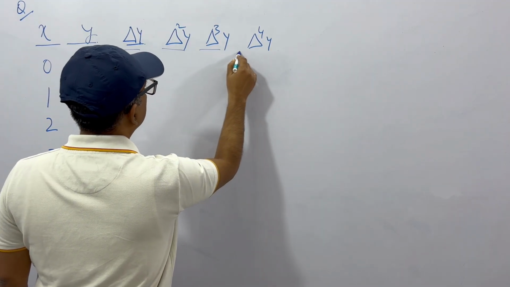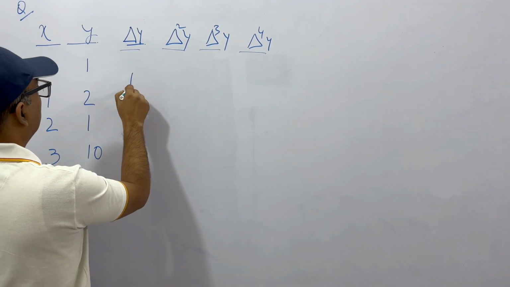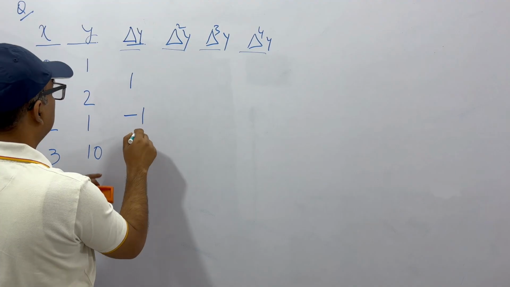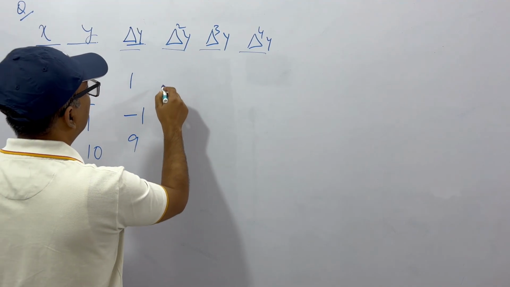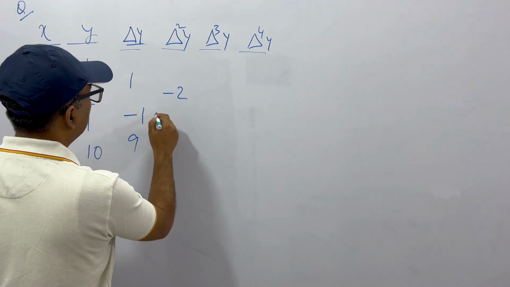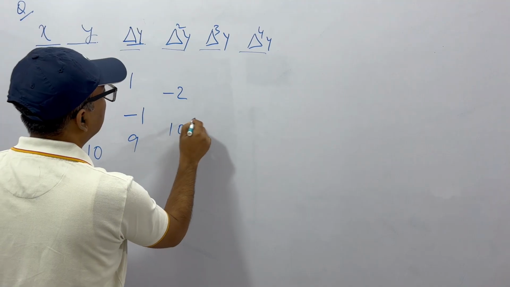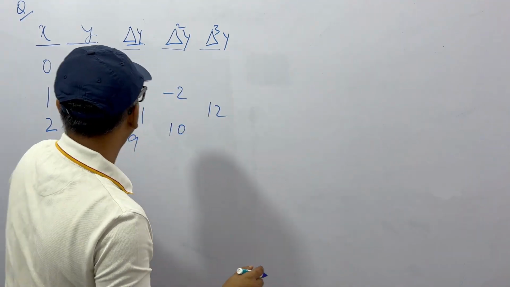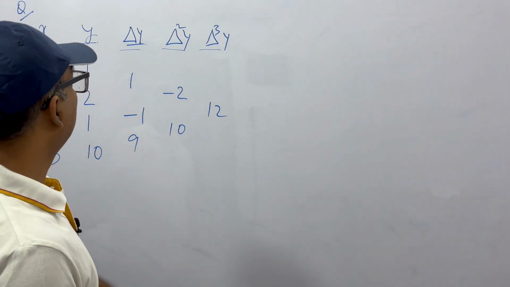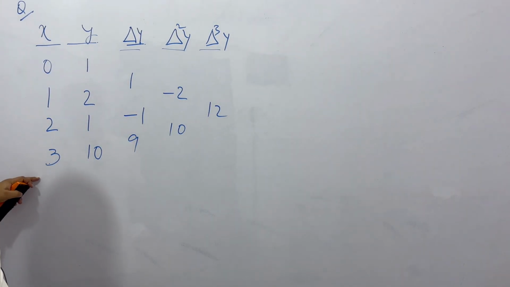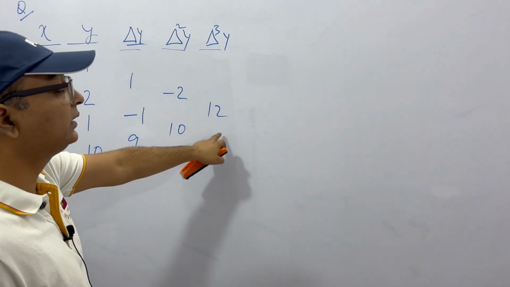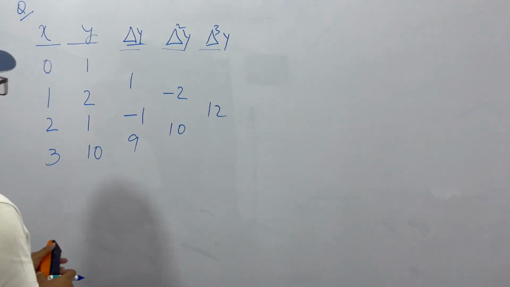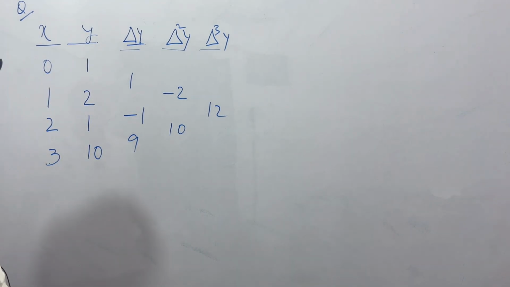Okay. This is 2 minus 1, 1, 1 minus 2, minus 1, 10 minus 1, 9. Minus 1, minus 1, minus 2, 9 plus 1, 10. 10 plus 2, 12. So we have up to this one only. Why 3? Because we had 4 values. So the third value will be constant and delta for y will be 0. Okay. So we have constructed the difference table.